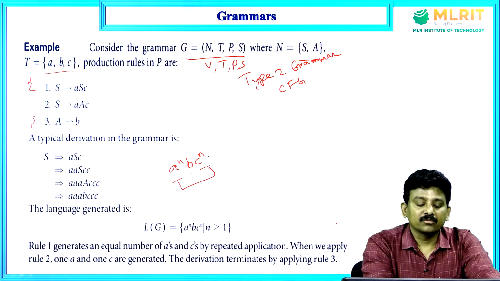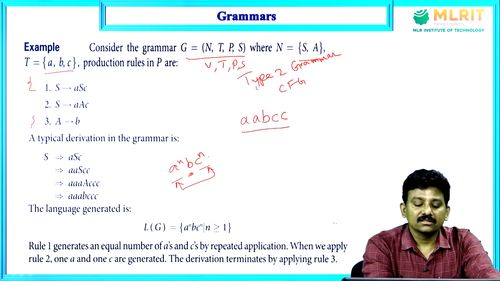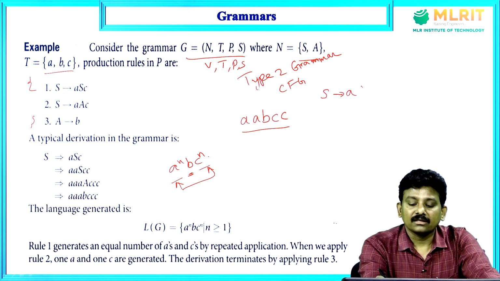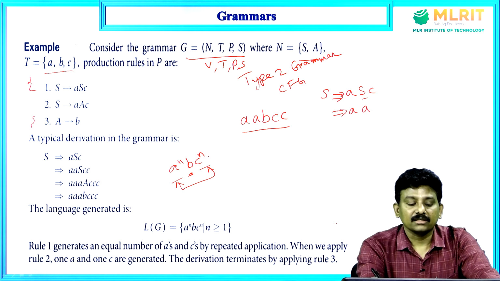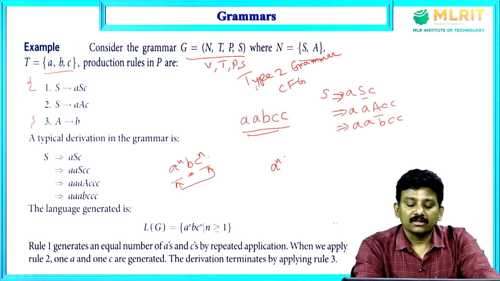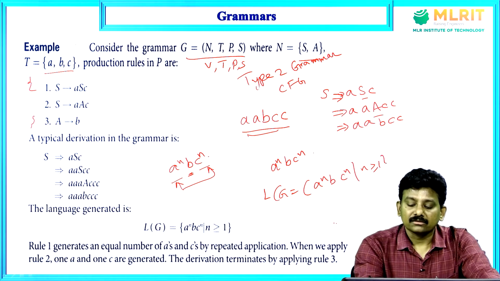Here the number of a's and number of c's must be equal. The center symbol is b. For example, if you take a, a, b, c, c, we can generate this string by using these rules. First, take the first rule, S derives aSc. In the second step, take rule 2, S is replaced by aAc. In the third step, A is replaced by b. So, aabcc is generated. Like that, we can generate a power n, b, c power n. The language generated by this grammar is a power n, b, c power n such that n is greater than or equal to 1. Thank you.